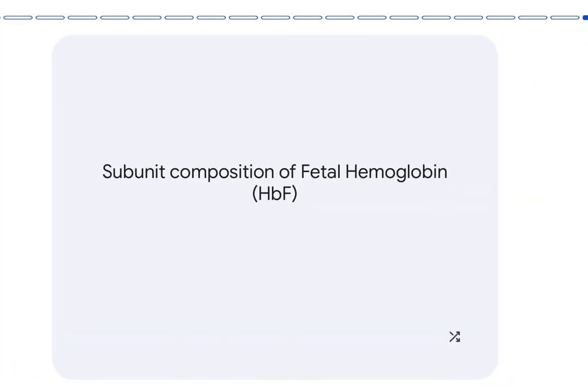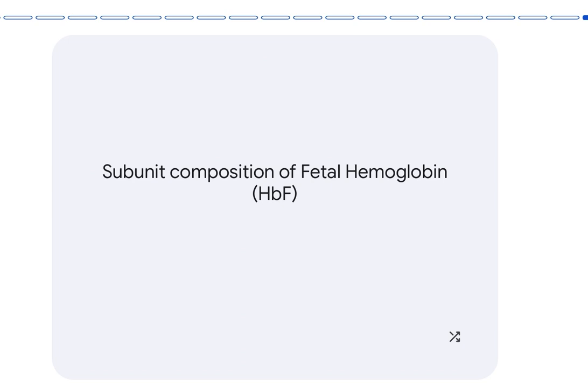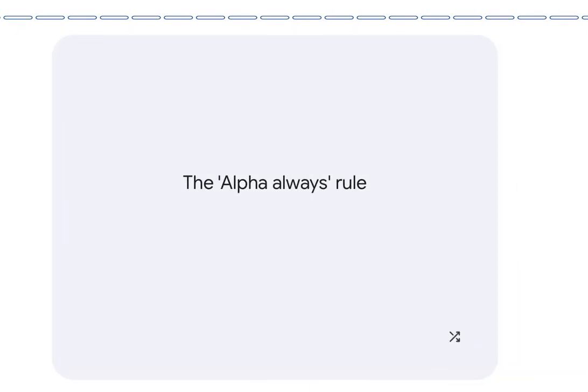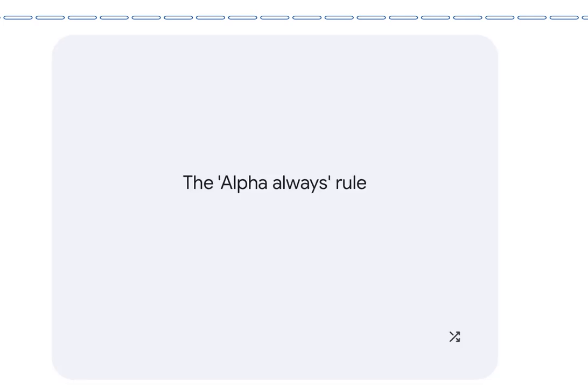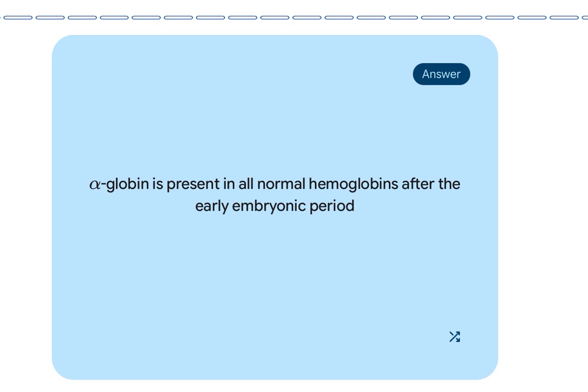Subunit composition of fetal hemoglobin: it is alpha 2 and gamma 2. And remember the alpha always rule: alpha globin is present in all normal hemoglobins after the early embryonic period.